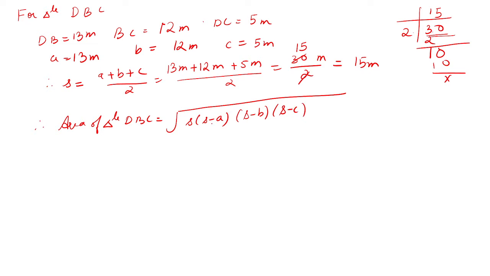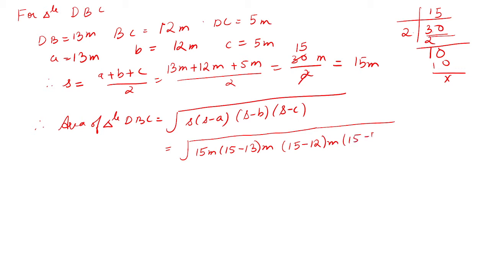Remember, we're using this formula because we do not know the height of triangle DBC. Okay, so what is your S? 15 meter. What is your A? Given as 13 meter. Your S is 15, minus B is 12 meter, and finally minus C is 5 meter. Okay, so you can write this as, take all the meters to one side, so meter to the power 4. So 15 minus 13 is what? 2. 15 minus 12 is what? 3. And 15 minus 5 will give you 10.